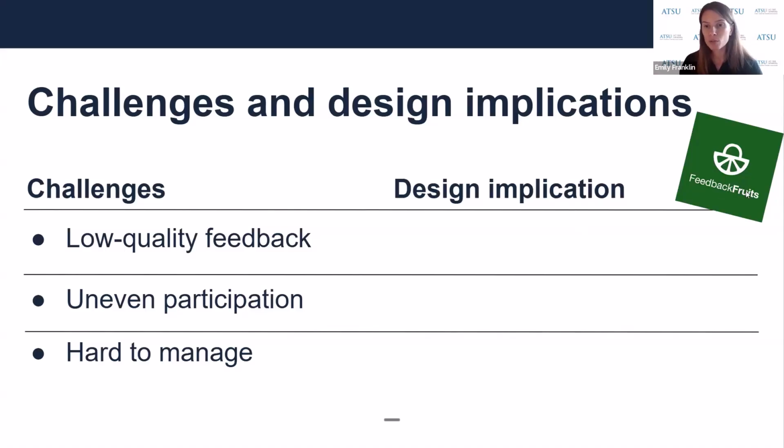So Feedback Fruits is a tool integrated in Canvas. So you can create a Feedback Fruits assignment in Canvas, and students upload their work and are automatically assigned a peer submission to review, and they'll provide feedback to their peer using a rubric that you have created, or criteria that you're telling them is important to respond to.